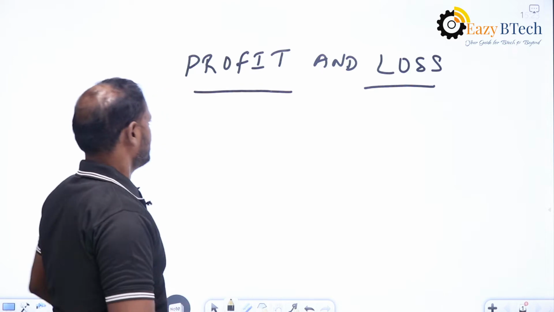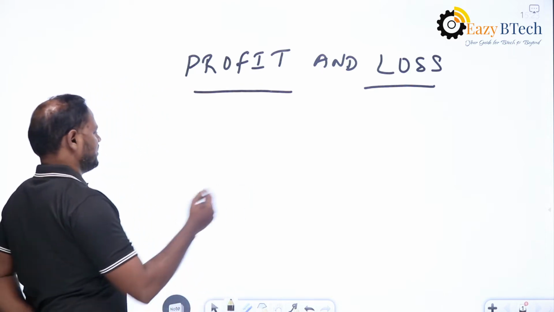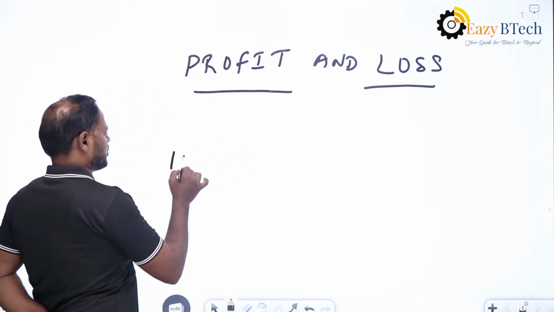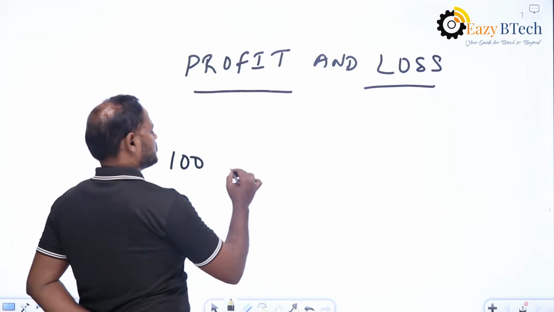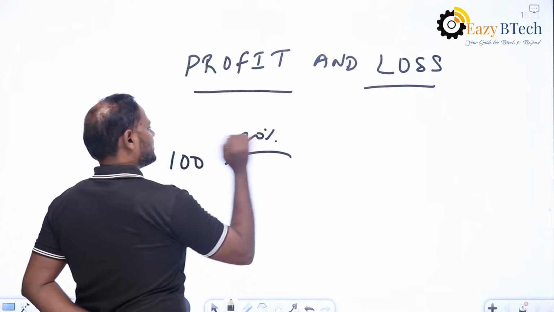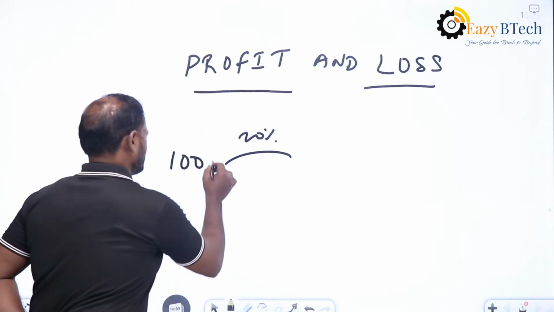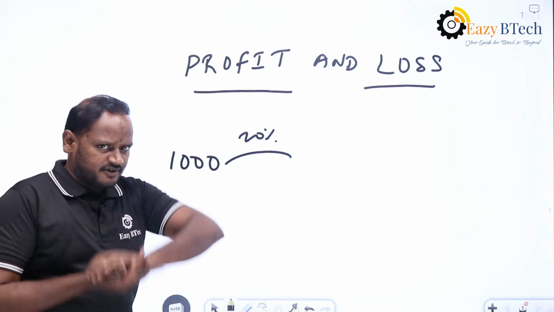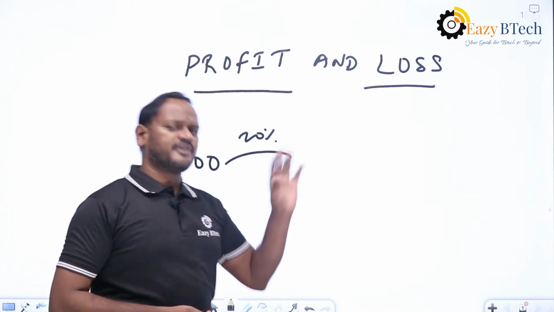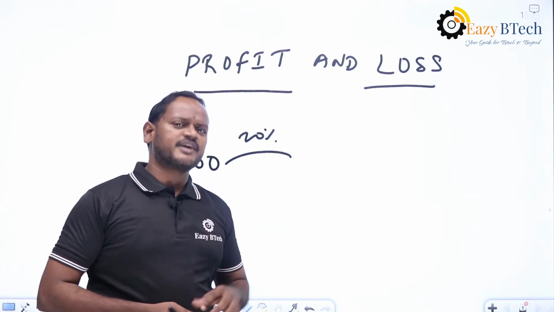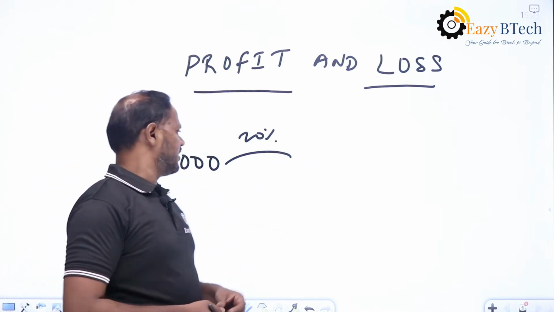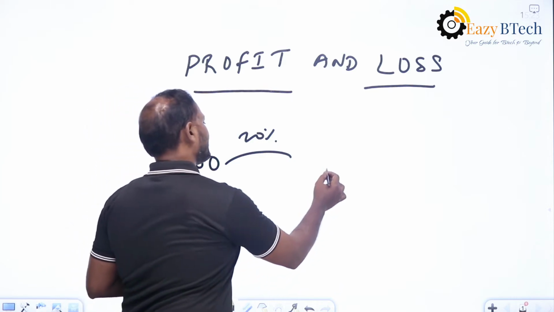That's my intention. What do you mean by profit? For example, if I bought a particular article for 100 rupees, I sold it for 20% profit. Yes, I bought an article for 1000 rupees, whatever, as you wish, and sold it for 20% profit. Profit means what? Extra value, right? So what is my selling price?